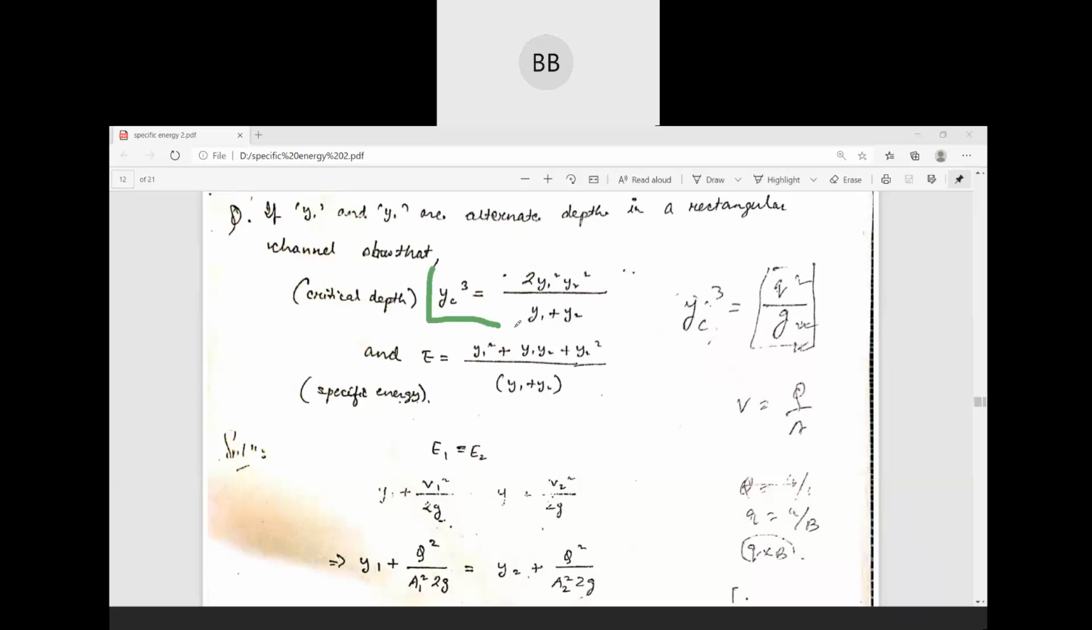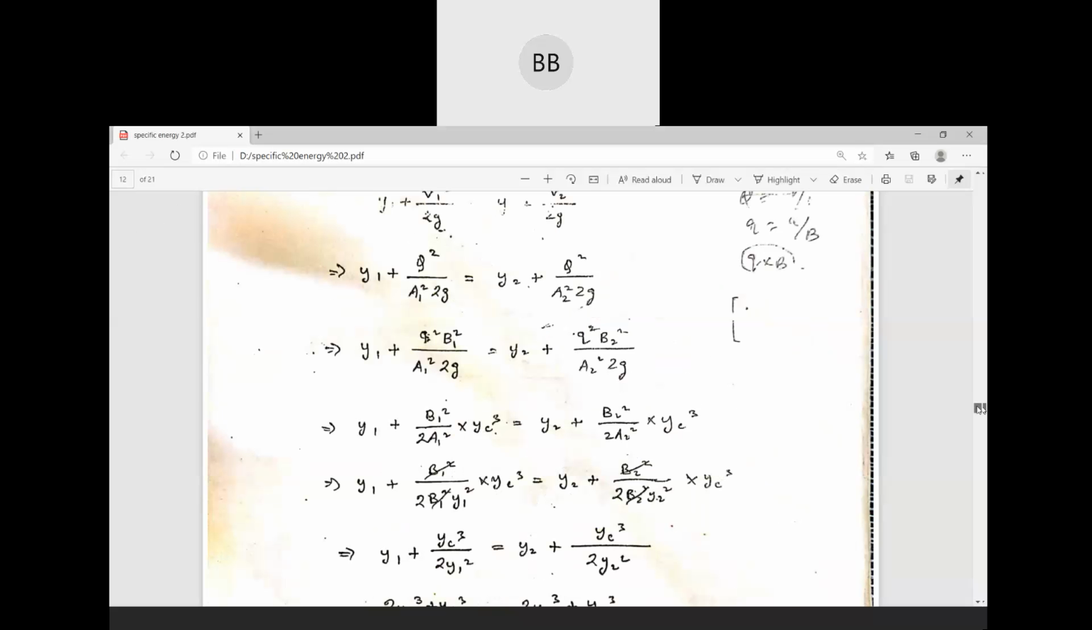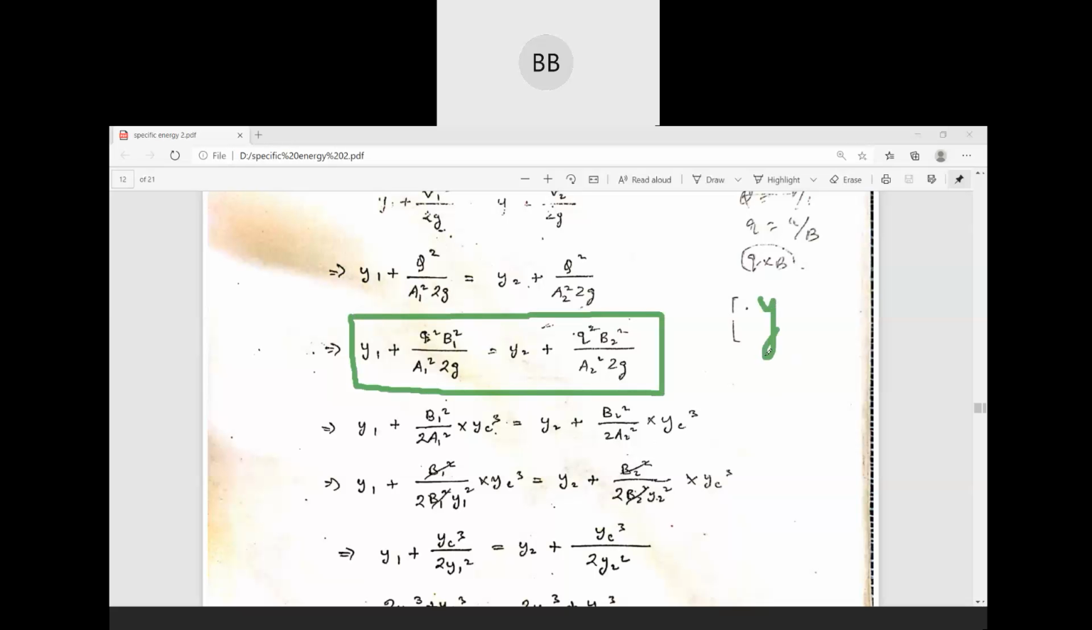Okay, so our aim is to find out an expression for yc cube. So we have to bring that yc cube into that particular equation, then only we will get this expression. That is why, after replacing that q value by q square multiplied by b1 square, we have to bring that yc value.